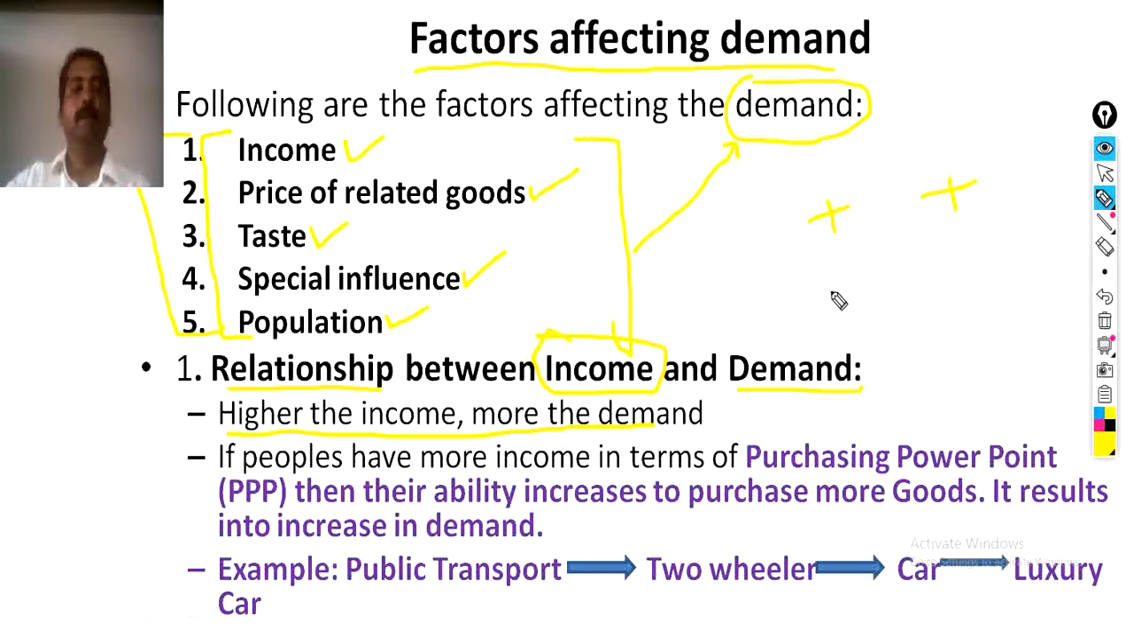We can take an example. Suppose we started our job after completing graduation, and initially we have a salary of 10,000 rupees, and we need to purchase a mobile. At that time we will purchase a mobile, definitely no issue, but the price will be maybe 10 to 15,000, depending upon our affordability.